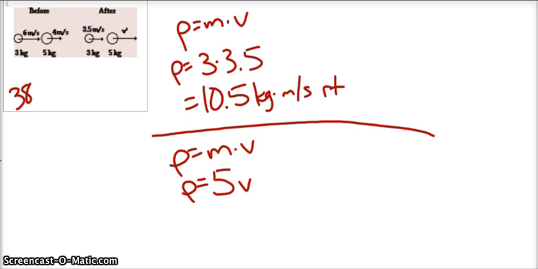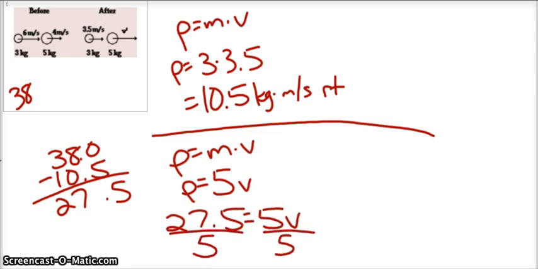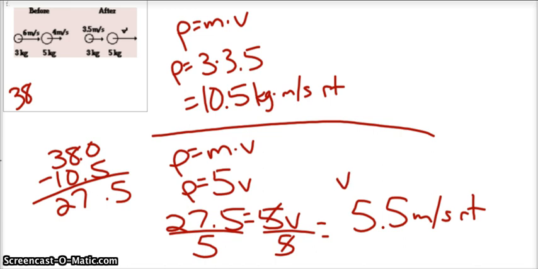Now, I'm going to do this different from the way I did before. If your total momentum is 38, and the momentum of this object was 10.5, you can subtract them to find out what the momentum of this one is. And you get 27.5. So 27.5 equals 5v. Divide both sides by 5. And you get 5.5 meters per second to the right for your velocity.